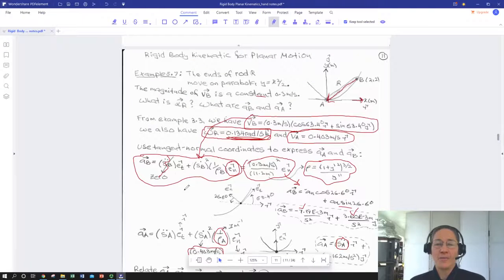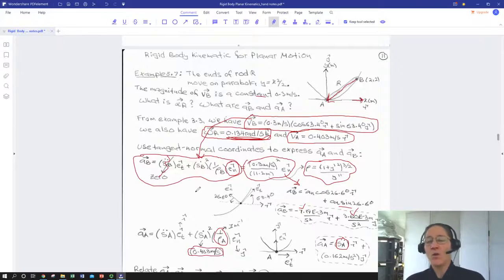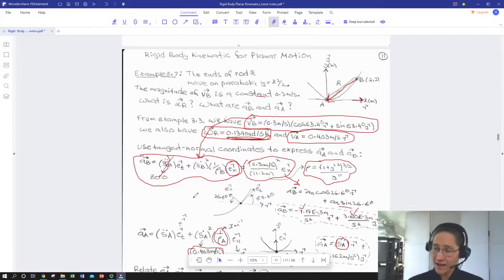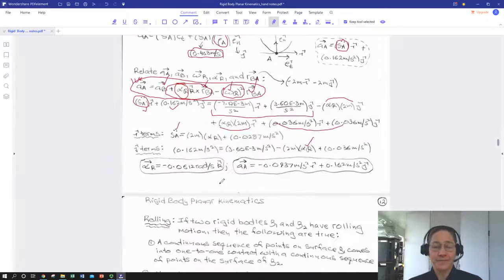So basic rigid body movement gave us the answer we needed, with a little help referencing a tangent-normal coordinate system expression. And that was it.